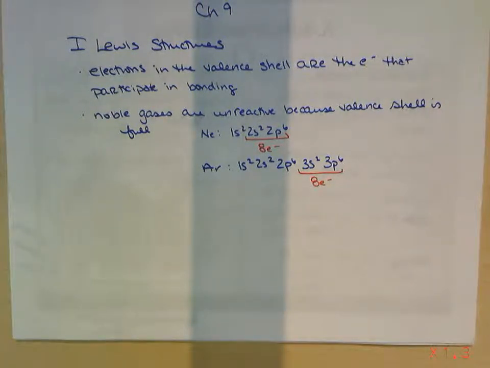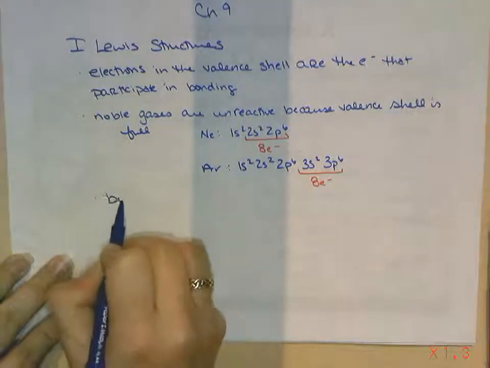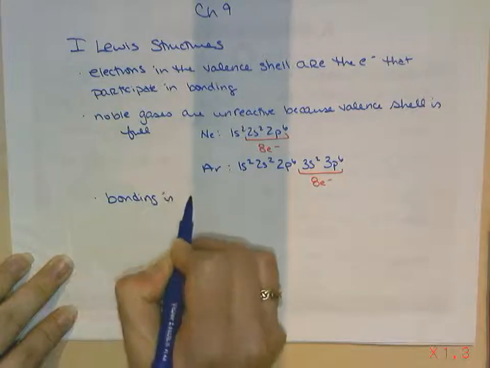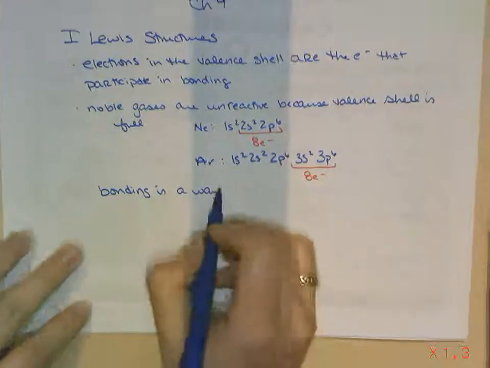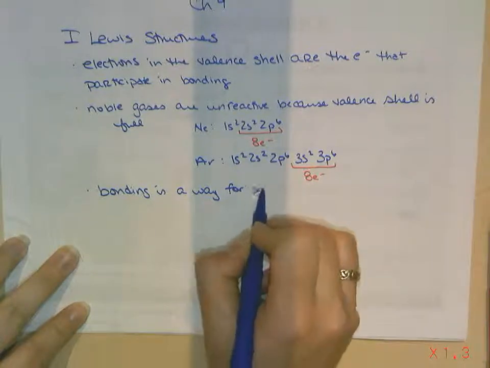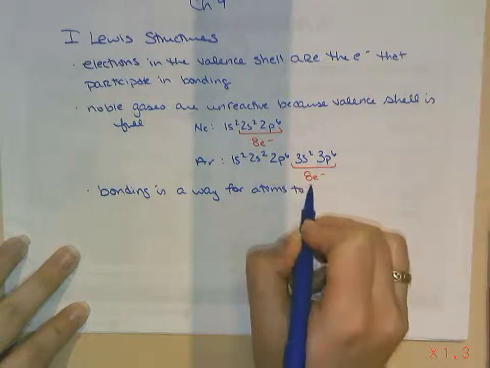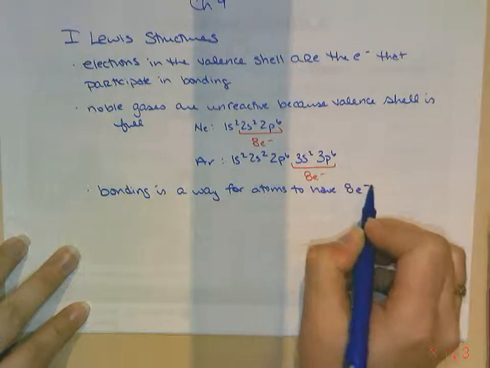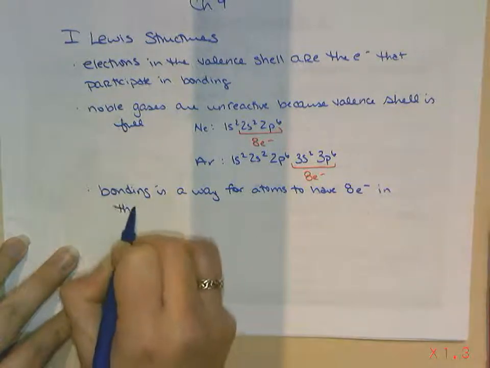So we're going to try and pair up atoms in a way so that they both get 8 electrons in their outer shell. 8 is the magic number in here. So bonding is a way for atoms to have 8 electrons in their valence shell.